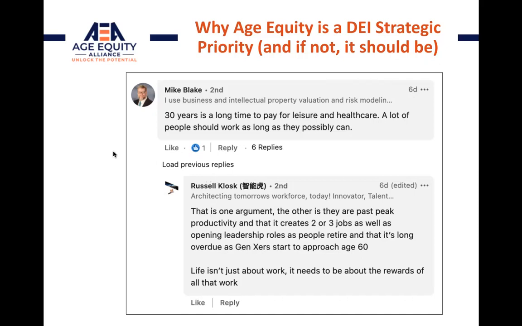And it literally took 2 comments before ageism reared its ugly head. So this was the first comment from Mike. And Mike said, 30 years is a long time to pay for leisure and healthcare. People should work as long as they can. And then Mr. Russell responded, well, that's one argument, but the other is that they're past peak productivity. What? And that it creates 2 or 3 jobs, as well as opening leadership roles for people who retire. And that's long overdue for Gen Xers starting to approach age 60.